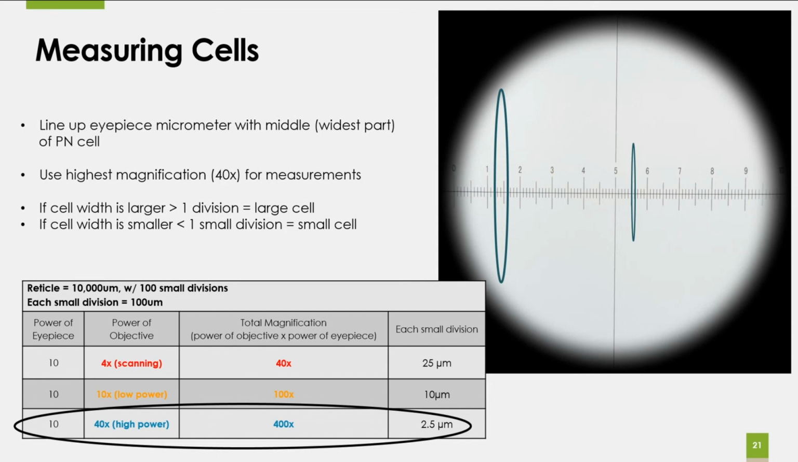This table just shows what the division would be under each magnification, but you'll always do your measuring under the highest magnification. So what you need to know is that each small division is 2.5 microns. But if you want to know for fun, the other ones are here. This is also in the SOP, which I will have a link to, and I can print out for you as well. Everything in this presentation, plus more, if you can believe it, is in the SOP.